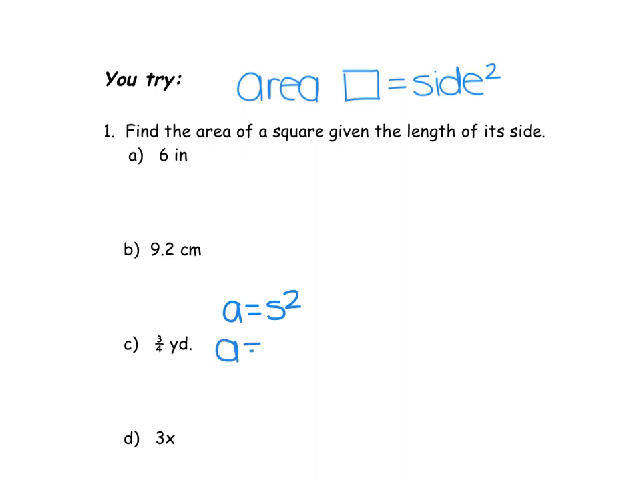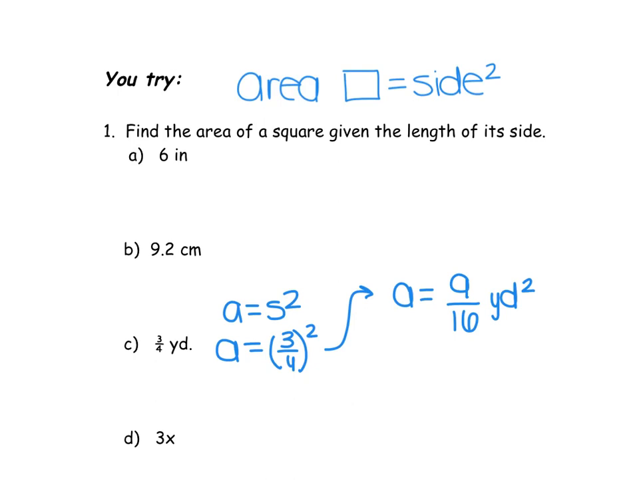So the side is 3/4, so I'm going to plug that in. The reason why I wanted to go over this one is because I wanted to remind you that when you have a fraction, you are going to square the numerator and you are going to square the denominator. So your area here is going to be 9/16 yards squared.